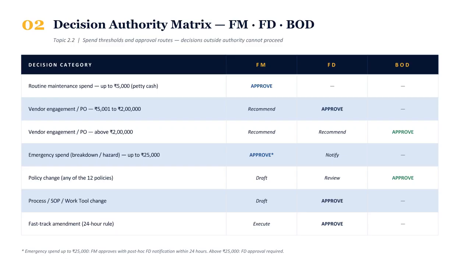For process and SOP changes, the FD is the final approver, no board needed. For fast-track amendments, which we'll cover separately, FD approval is the gate. Internalize this matrix. Approval discipline is what protects you and the department.